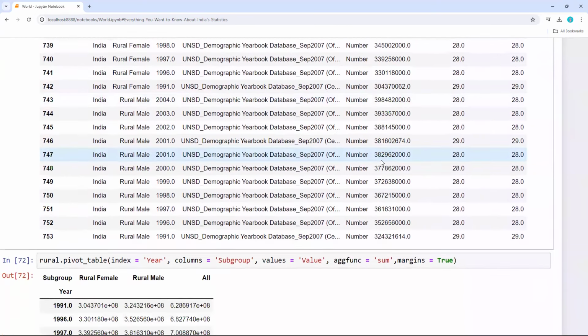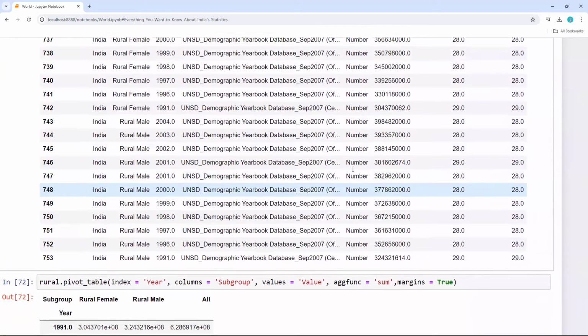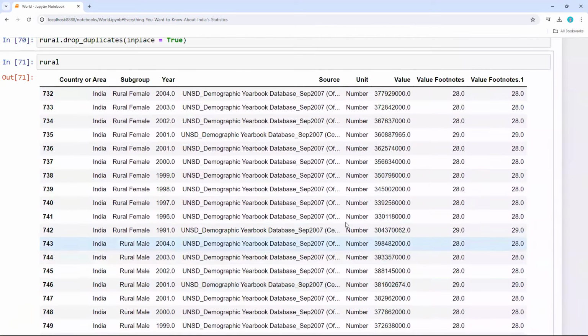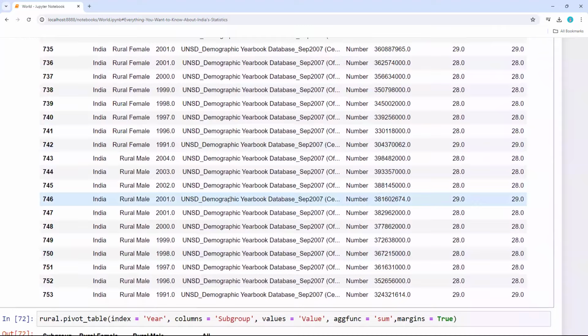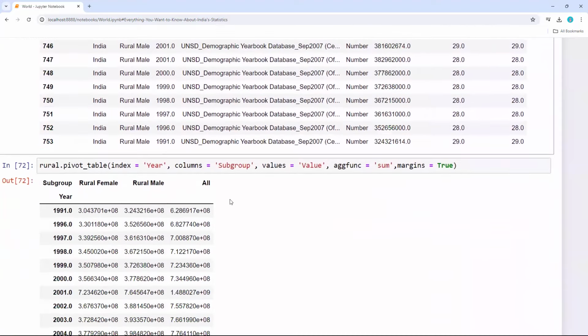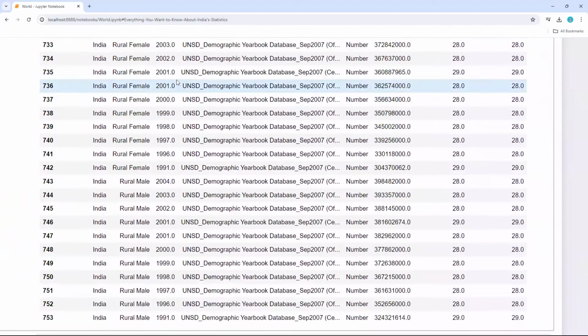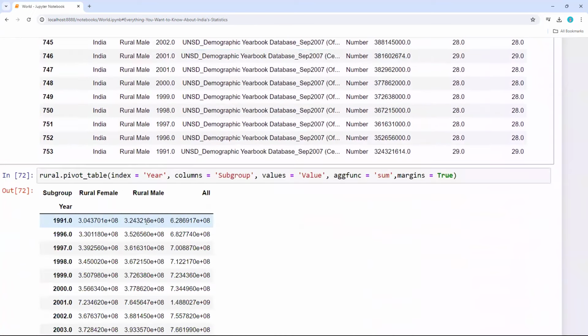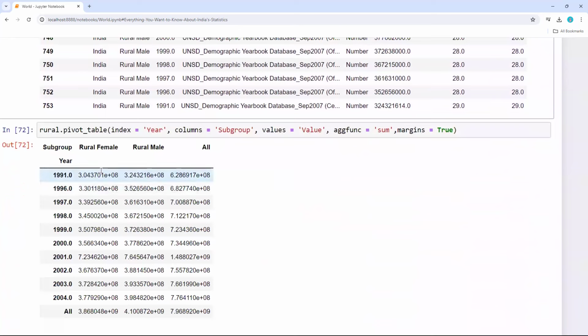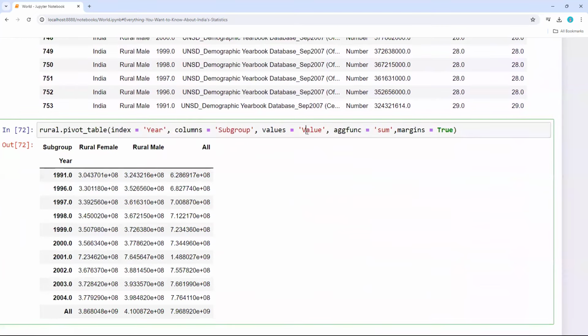So here I applied this pivot table so that I'll have a clear-cut idea instead of looking at this larger data set with all these columns. If I apply this pivot table with the required columns, because I just looked at the year, the numbers, and this subgroup, that is what I gave. Year, I wanted year on year data, and for columns I gave subgroup, and values, obviously, I wanted this value numbers, and the aggregate function I'm using is sum of the population.